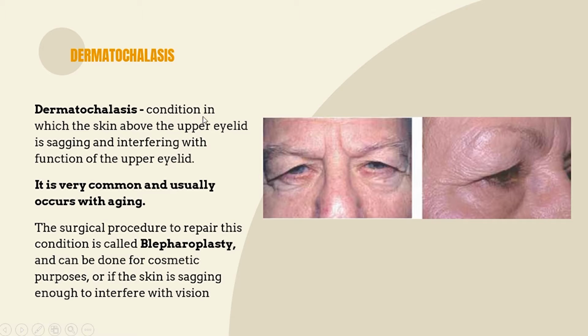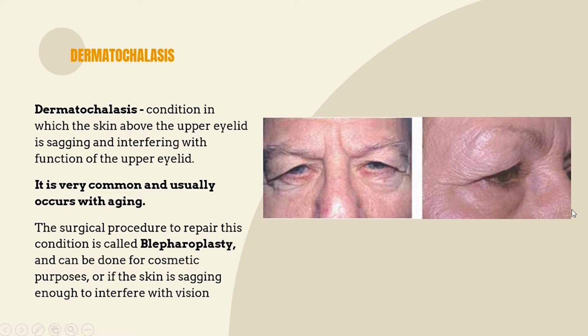Dermatochalasis is a condition in which the skin above the upper eyelid is sagging and interfering with the function of the upper eyelid. It is common and usually occurs with aging. The surgical procedure to repair this condition is called blepharoplasty and can be done for cosmetic purposes or if the skin is sagging enough to interfere with vision. As you can see here in the picture is an elderly man with bagging of the eyelids.